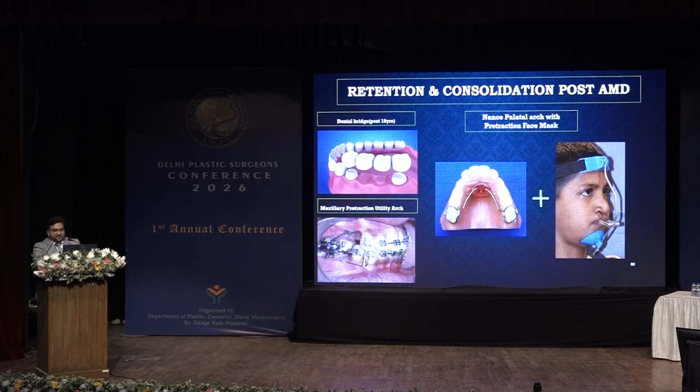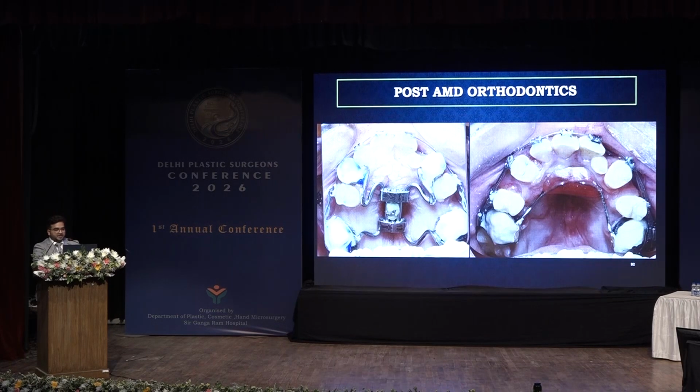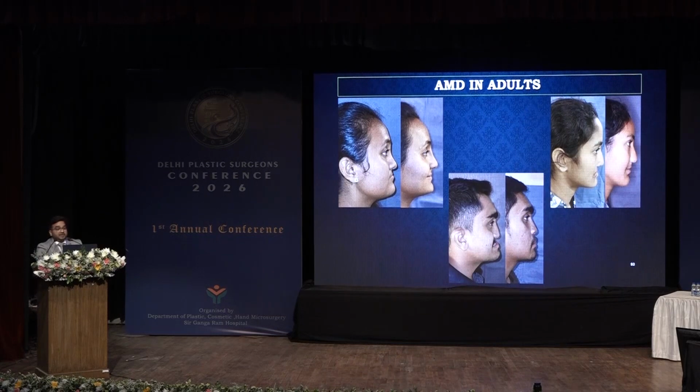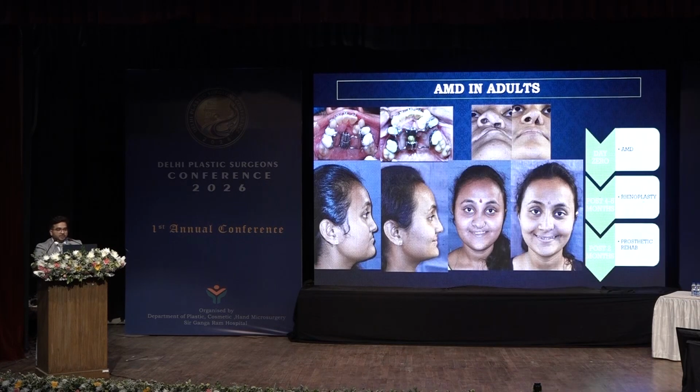So in teens, you can do post-surgical orthodontics and get a very good occlusion after distraction. These are some photos where we are doing the orthodontics with the distractor in place, and in some photos without the distractor in place. Now AMD in adults also has a wonderful protocol where you can do some amount of orthodontics for say 2 to 3 months, get some amount of alignment, then do AMD.